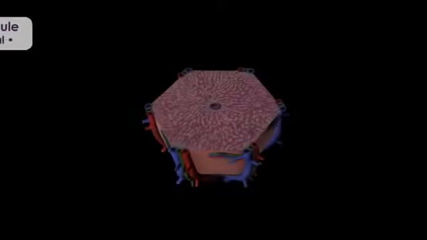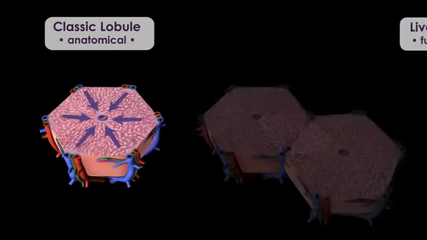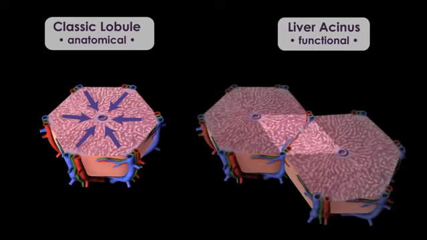To review, the liver lobule is the anatomical model. It is hexagonal in shape. It involves 1 anatomical liver lobule, and blood flows from the periphery to the center. The liver acinus focuses on function. It is diamond or oval shaped. It involves 2 adjacent anatomical liver lobules.